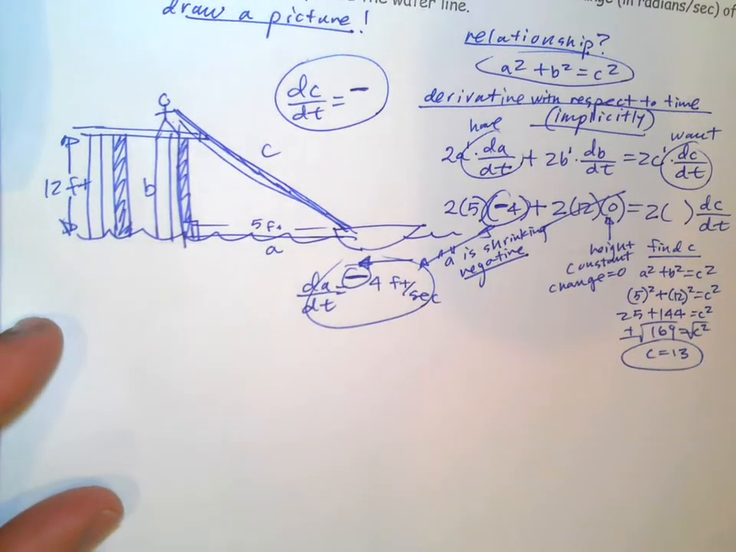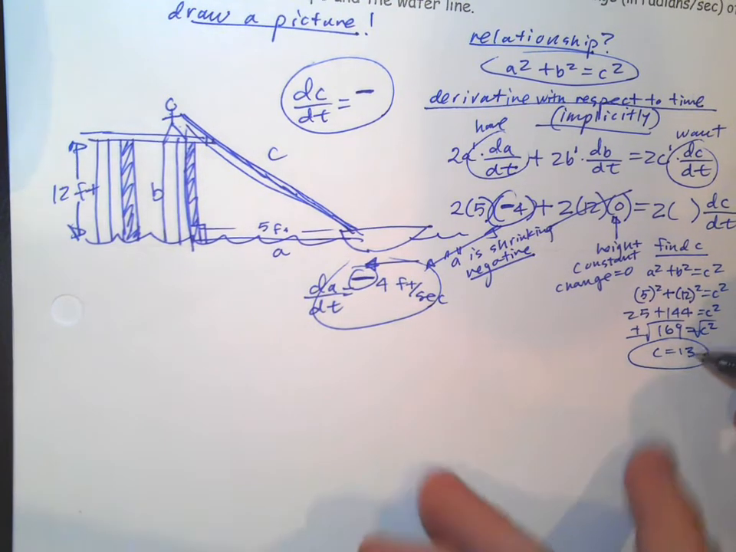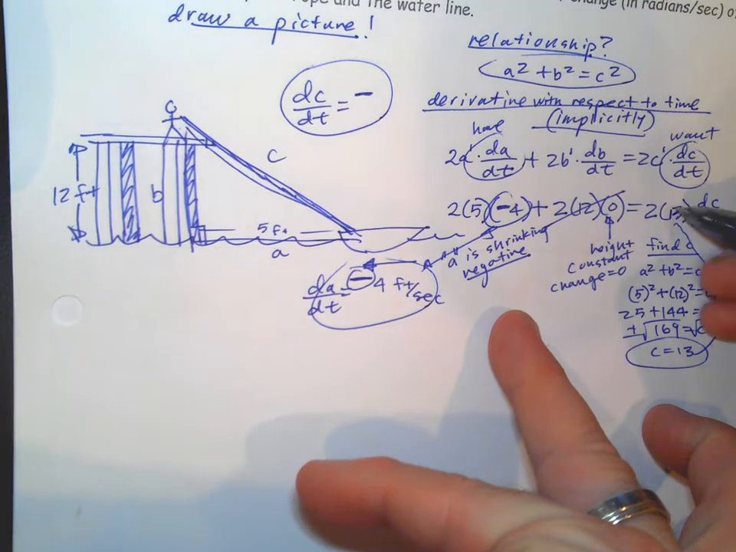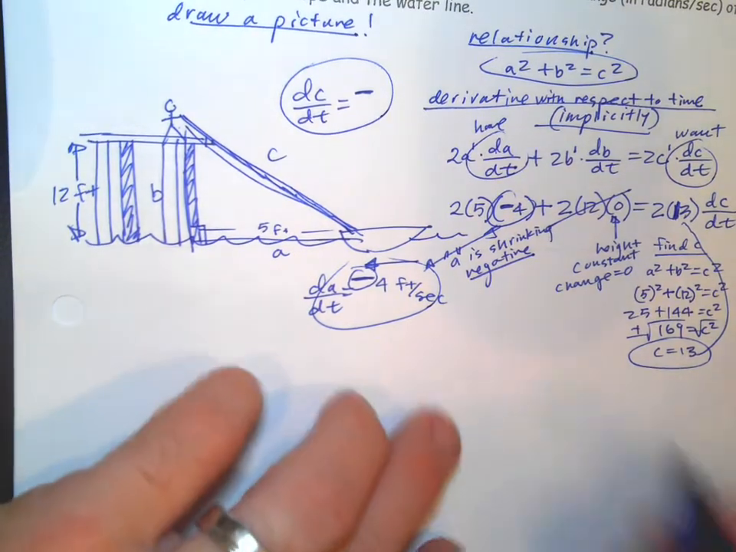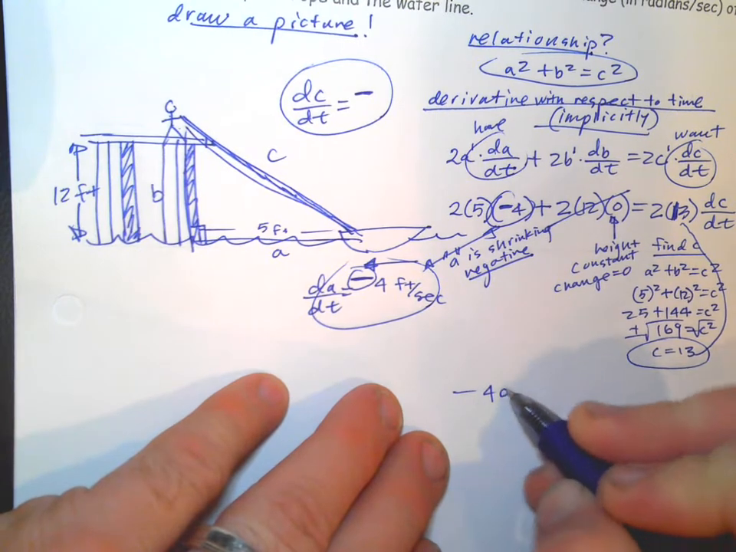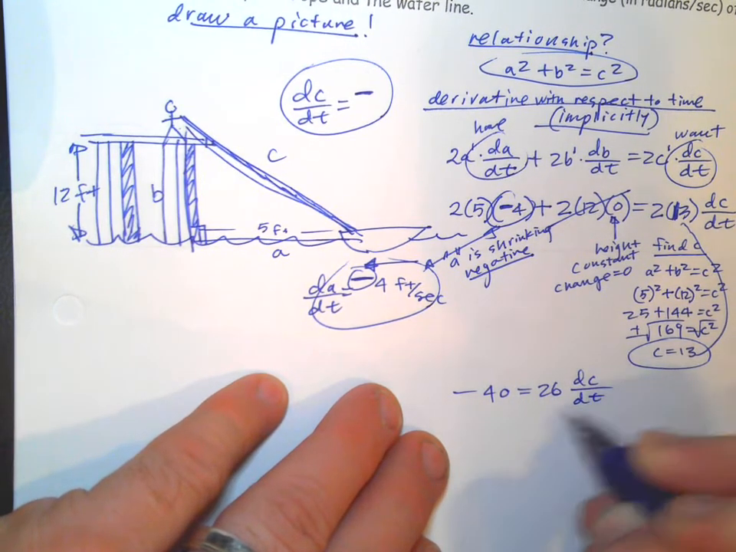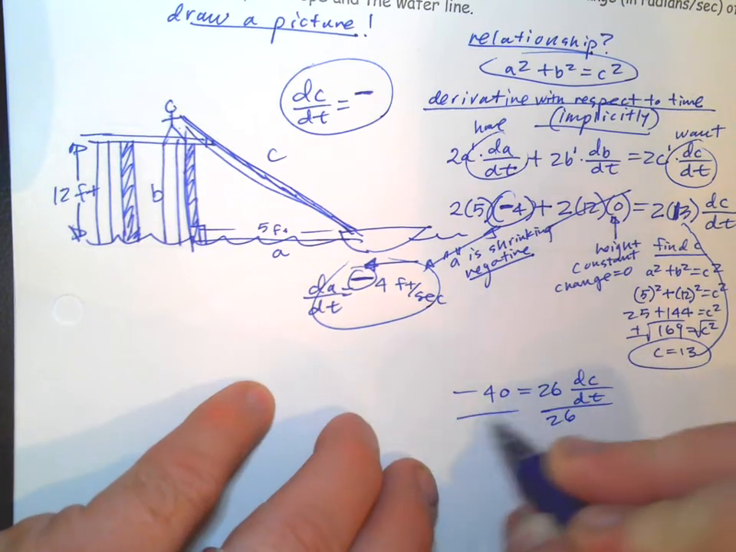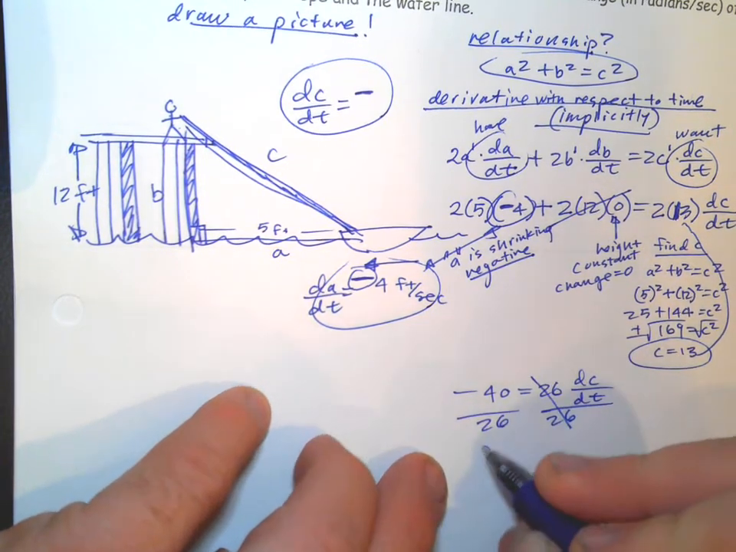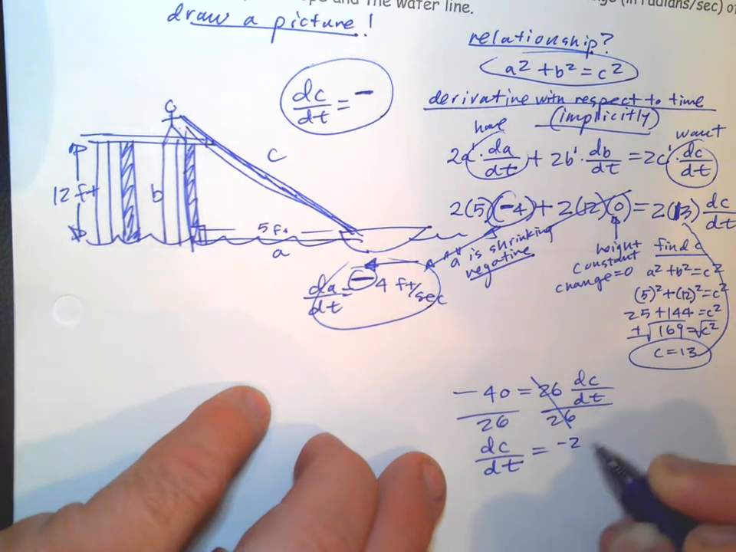I want to see plus or minus. Algebraically, plus or minus is correct. Geometrically, we're only going to go with positive. But we're doing algebra before we get there. So we got to plug that in up here for that value. So now we can simplify this. This is 10. That's going to be negative 40 equals 26 dc dt. And divide both sides by 26. We could reduce the answer. Take a 2 out of the top and bottom, negative 20 over 13.